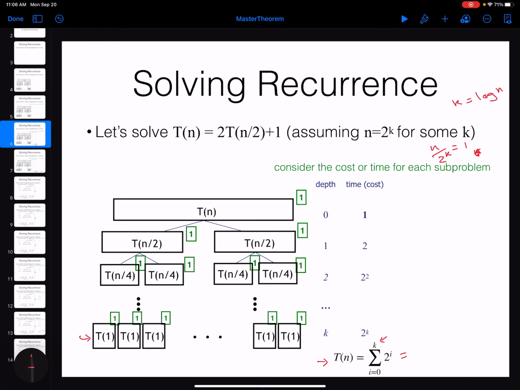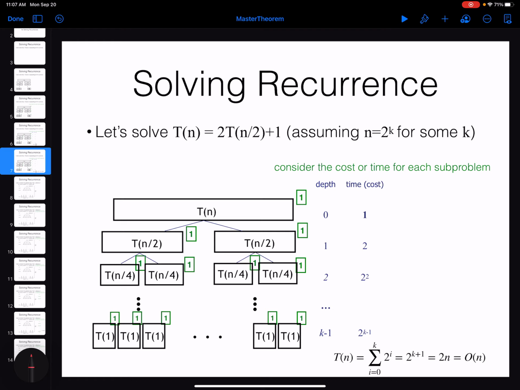So this summation will be 2 to the power of k plus 1, or you can write it as 2 multiplied by 2 to the power of k. 2 to the power of k is equal to n. So in total, the cost will be 2n, or you can write it as theta of n. So T of n will be equal to theta of n or O of n. After solving this recurrence relation, the result of T of n will be in big O of n or theta of n.